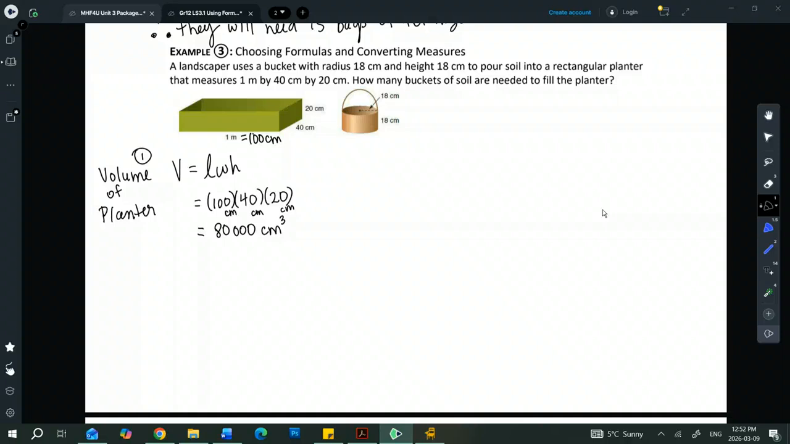Okay. What else do we need to know? I need to know how much this can hold, and then how much a bucket can hold, right? Because if I'm pouring from the bucket into the planter, then obviously I would need to know how much fits in the bucket to determine how many buckets of soil we would need. So let's do volume of bucket as well. So that requires volume of a cylinder, which is pi r squared h.